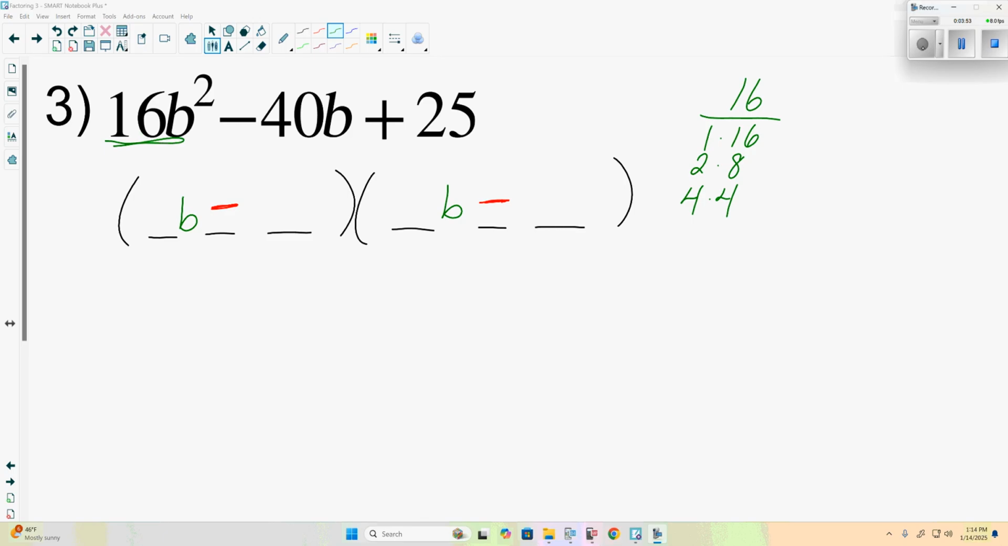Factors of 16: 1 and 16, 2 and 8, 4 and 4. Which one are we trying first? 2 and 8. Factors of 25. 5 and 5. All right, we'll do 5 and 5 first.